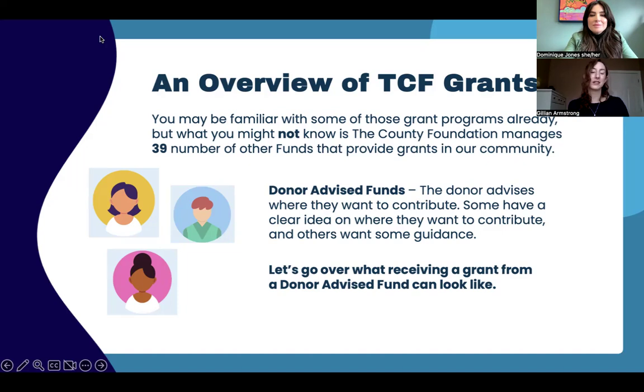So as we've already alluded to, one of the funds that we are most popular for and that we work with donors on is a donor advised fund. In this case, the donor advises where they want to contribute. Some will have a very clear idea about what they're looking to contribute towards, maybe a very specific focus or specific organizations or areas that they're passionate about. Some donors will come with a couple of things in their back pocket, but they're really looking for guidance on where their donation can have the greatest impact within Prince Edward County.